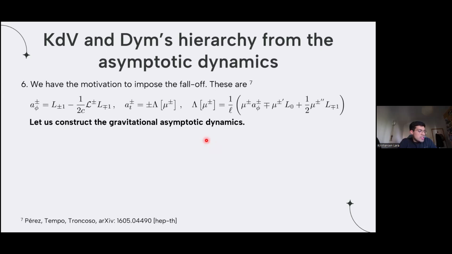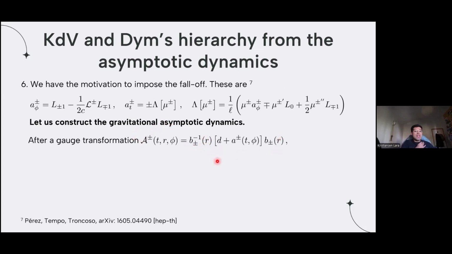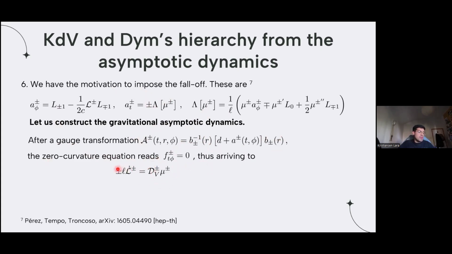So let us construct the asymptotic dynamics. So remember that we have that capital A transforms globally like this, and now we are going to massage the equation of motion. And how will it be done? Well, notice that the zero curvature equation transforms like this. And okay, basically, then you will be able to find F_{t phi} is equal to 0, thus arriving at this differential equation. Recall that it is the same as the one that I showed you before.